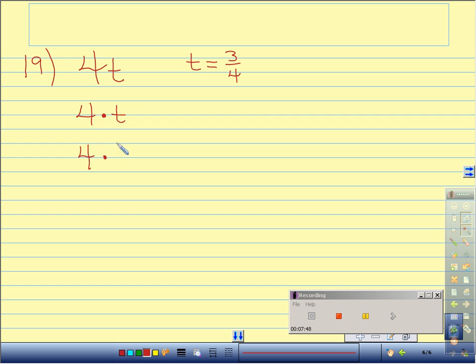4 times 3/4. I have a whole number here, so I have to put it over 1. 4 over 1 times 3 over 4. Cross reduce our 4s. 4 goes into itself once. 4 into itself once. 1 times 3 is 3. 1 times 1 is 1. 3 over 1 is equal to 3.